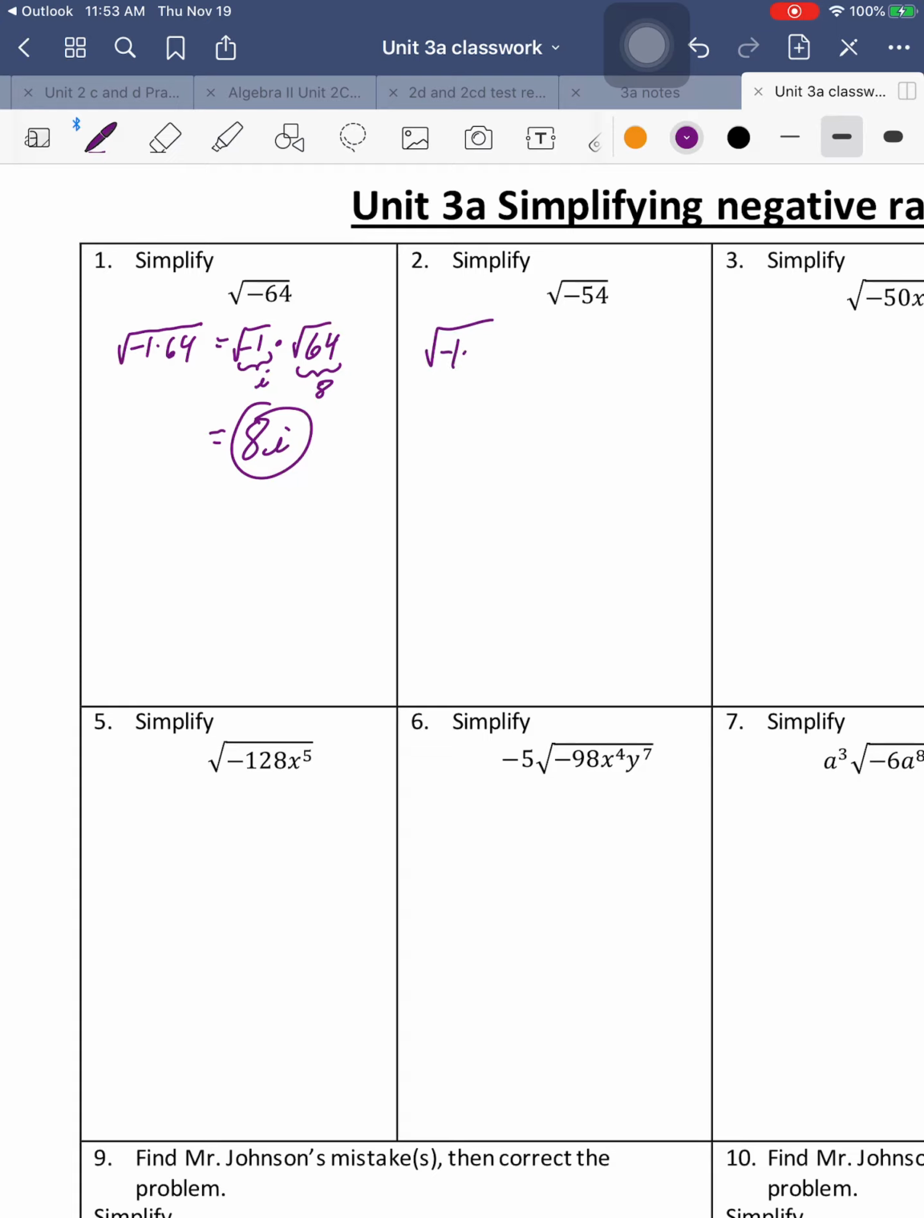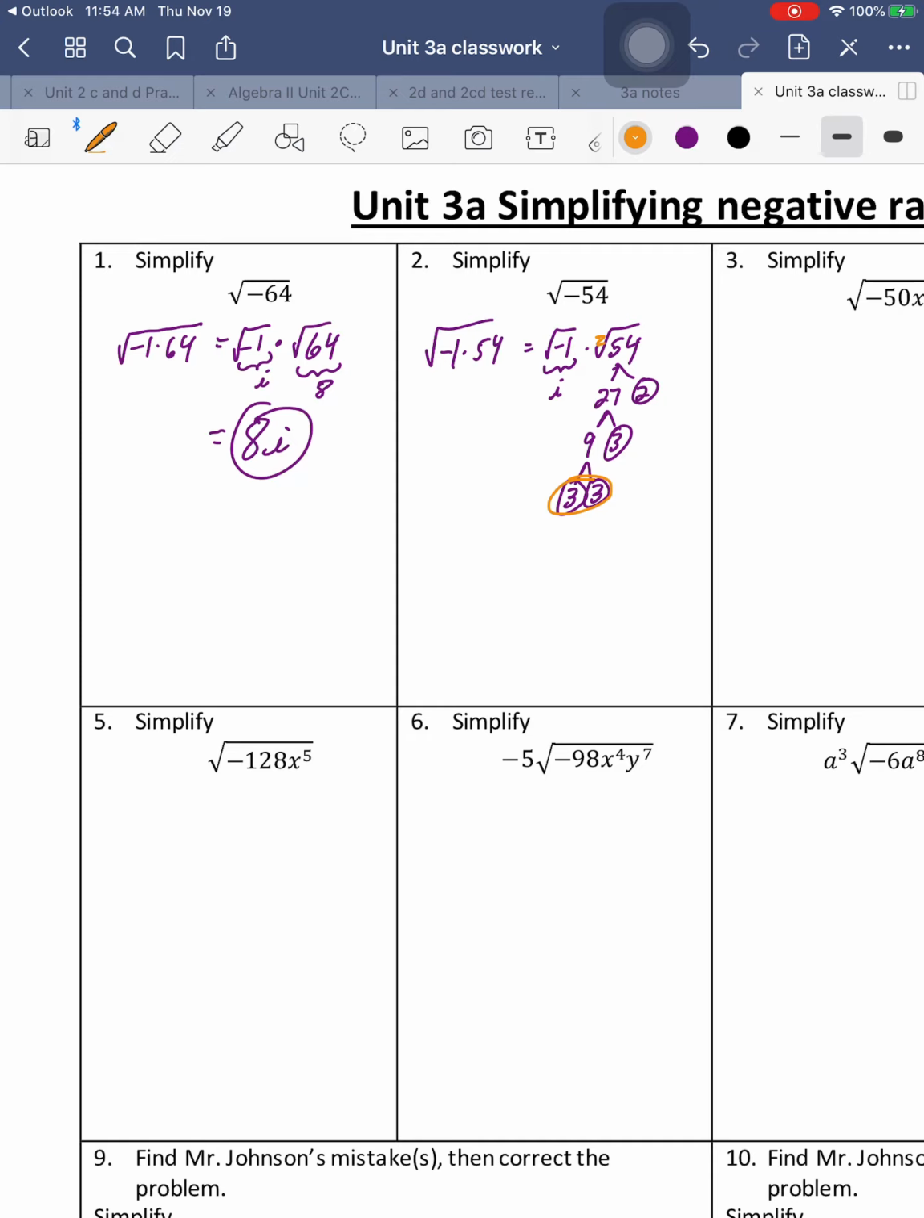The next one, we have the square root of -1 and 54. Square root of -1 times the square root of 54. The square root of -1 is i. 54 is not a perfect square, so we're going to have to break that down. You can use the trees if you'd like. Any two numbers that multiply to get the number above is what you're looking for, and you break it down to prime factors. Now, it's a square root, so we're looking for pairs of the prime factors.